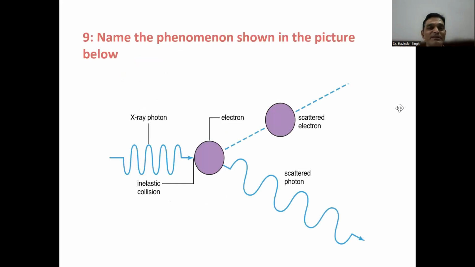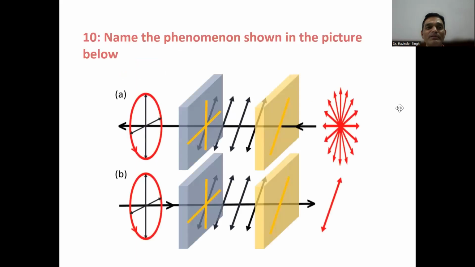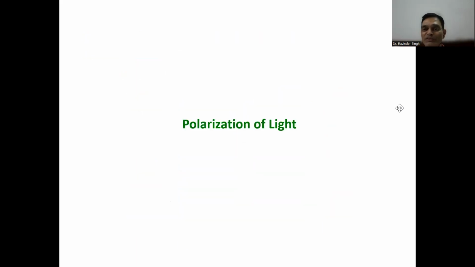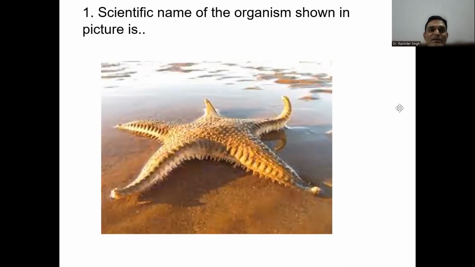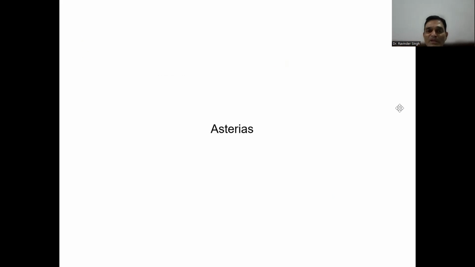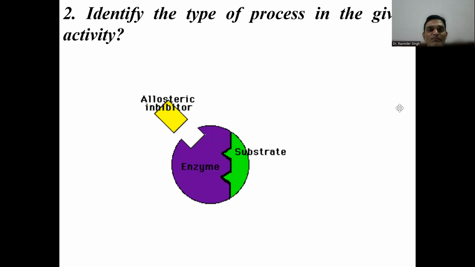Next, for the spectators, name the phenomena shown in the picture below. That is called the Compton effect. Name the phenomena shown in the picture below. The answer is the polarization of light. Now the visual round number 2. The first question is the scientific name of the organism shown in the picture. That is Asterias.